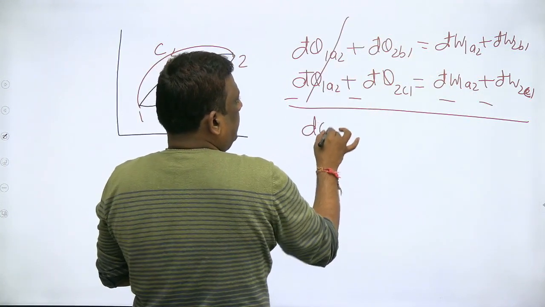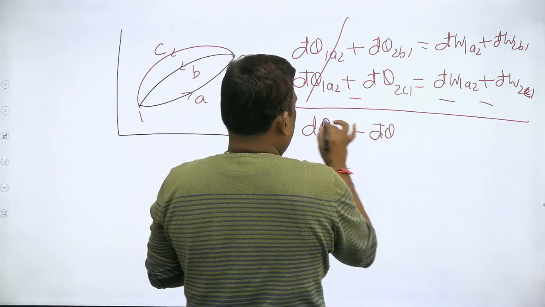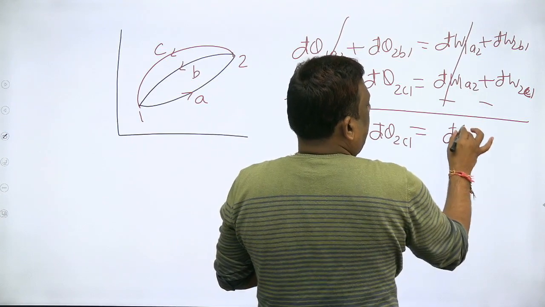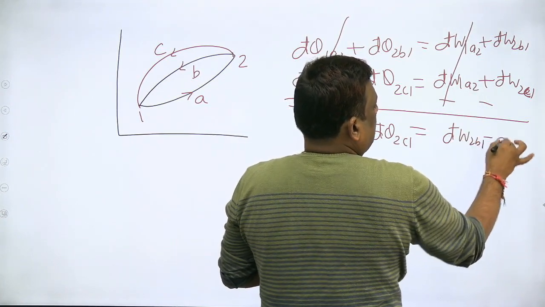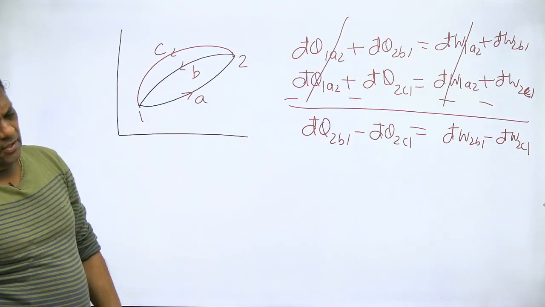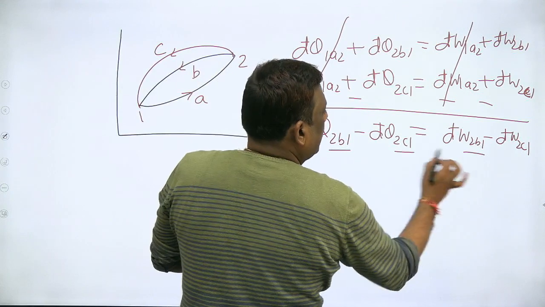So we have d dash q for 2b1 minus d dash q for 2c1 is equal to d dash w for 2b1 minus d dash w for 2c1. We got this equation. Absolutely, already I gave this. Now look, this is between 2b1 and 2c1.